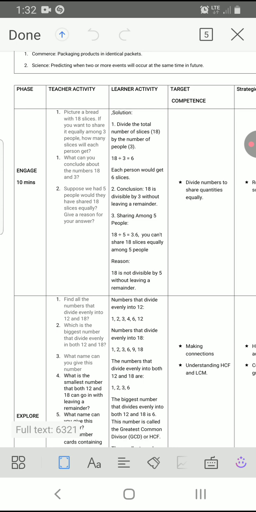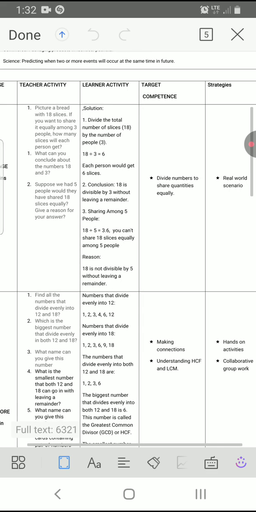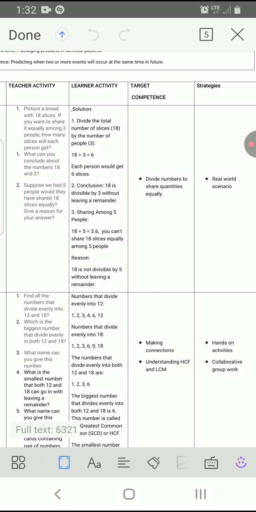Suppose we had 5 people. Would they have shared 18 slices equally? Give a reason. So the children will work out this scenario and find the answers.